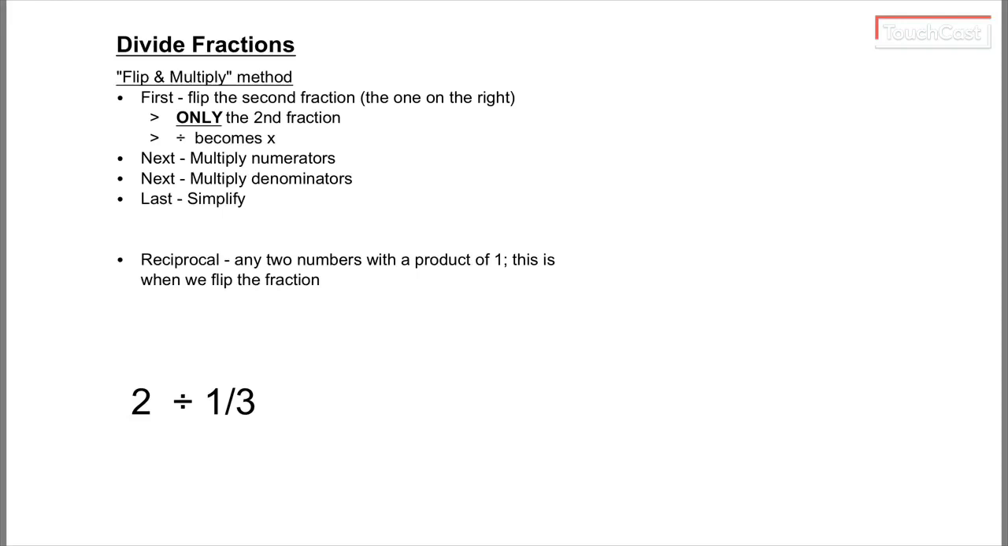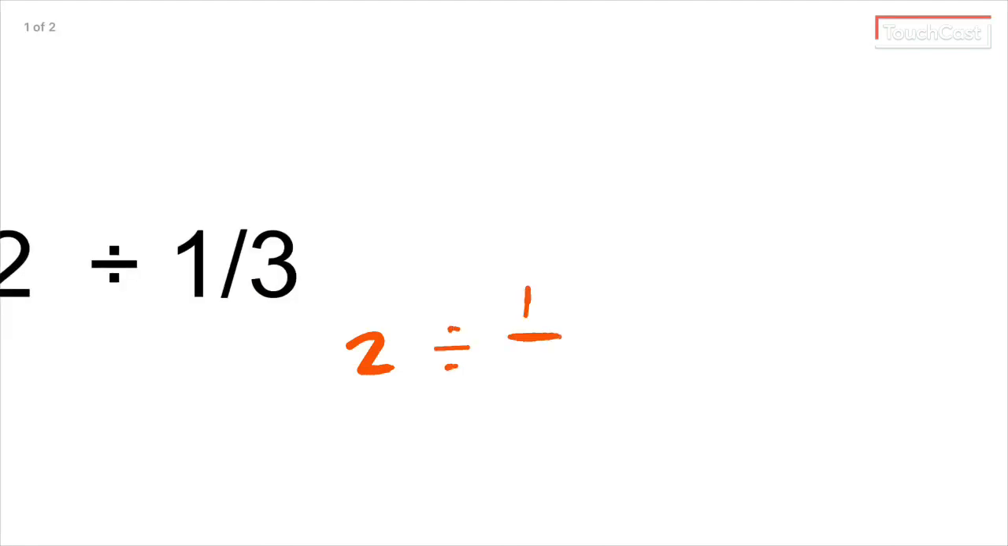Let's take a look at our first example. We have 2 divided by 1/3. As we spoke about before, anytime you have a whole number and you're dealing with a fraction, you can make that whole number into a fraction by simply placing a 1 underneath it and using your fraction line.